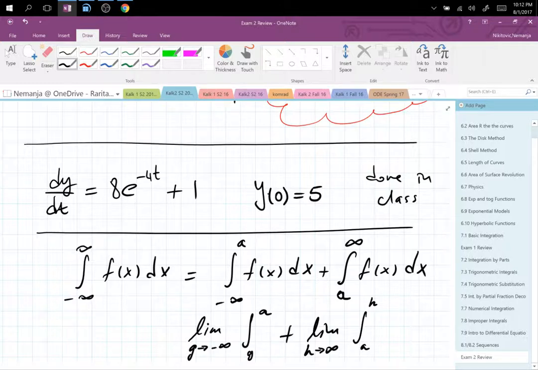Like if it's a trig function, maybe you want to break it at 0, maybe you want to break it at pi over 2. If it's exponential, maybe you want to break it at log 2 or ln 2. Depending on what function you have is when you're breaking it.